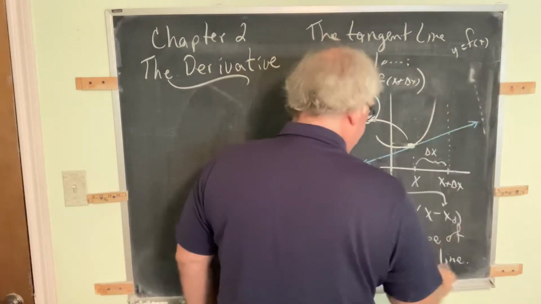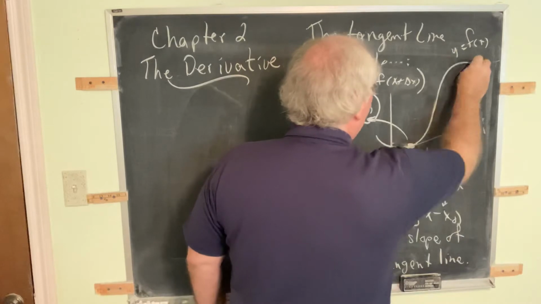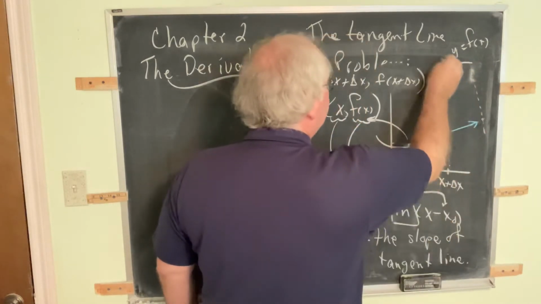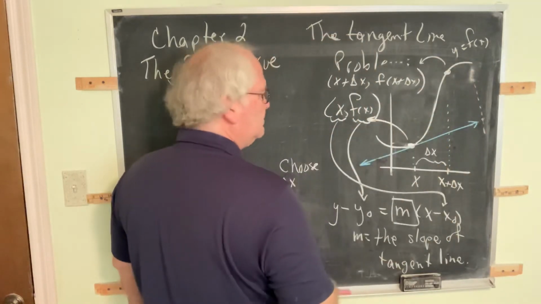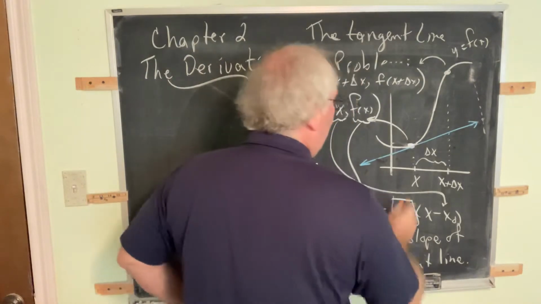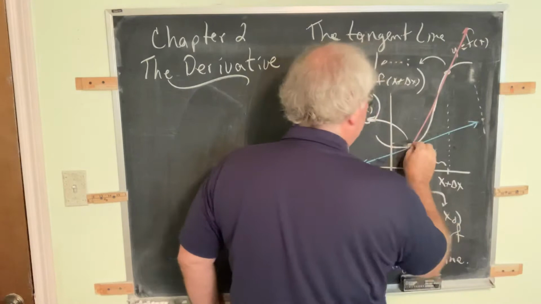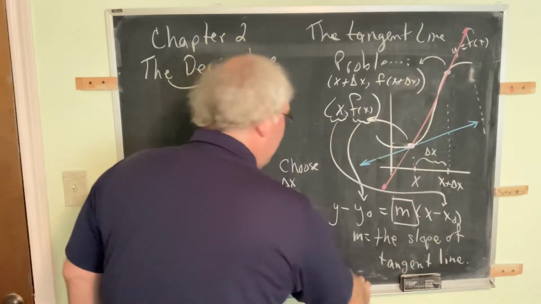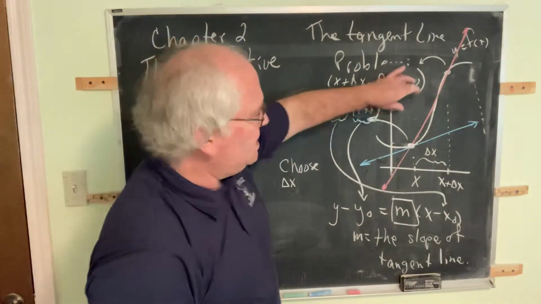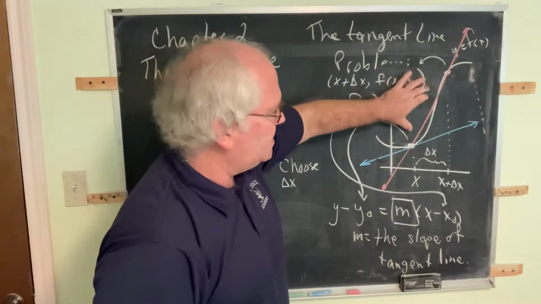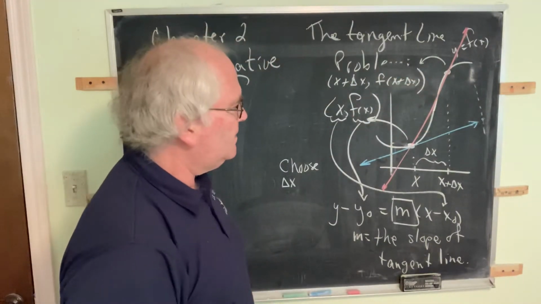And so, let me repair my little picture here. So those are the coordinates of this point. And now we can draw a line that passes through those two points, bad as my picture is. This is a secant line. A secant line intersects a curve more than once.